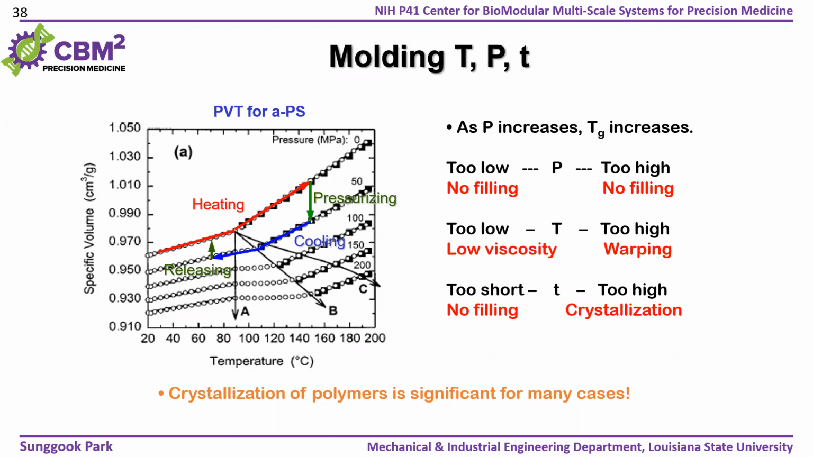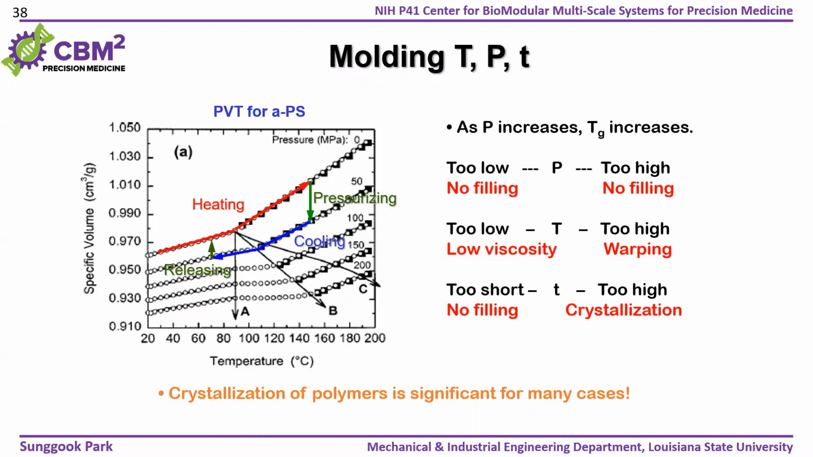The first one, the pressure. I think a lot of people think, oh, we can just increase the pressure to fill better. But what happens? If you increase the pressure, Tg increases. So if you increase the pressure up to this point, your polymer is no longer above Tg, so molding is more difficult. You cannot just increase the pressure a lot. Of course, if pressure is not enough, then you have trouble in filling.